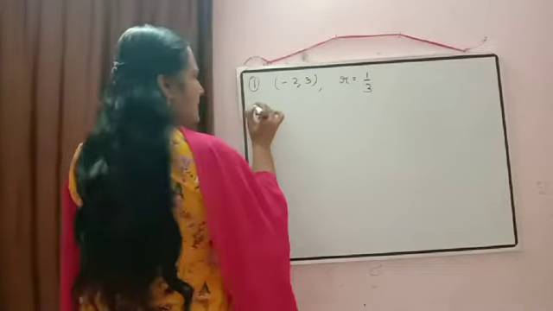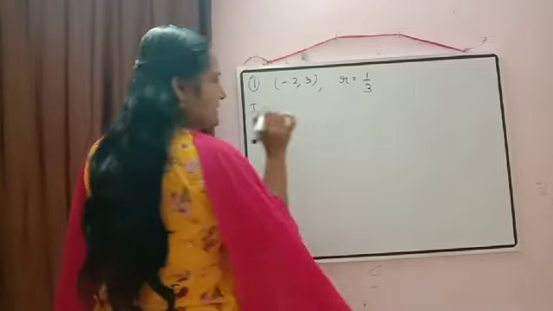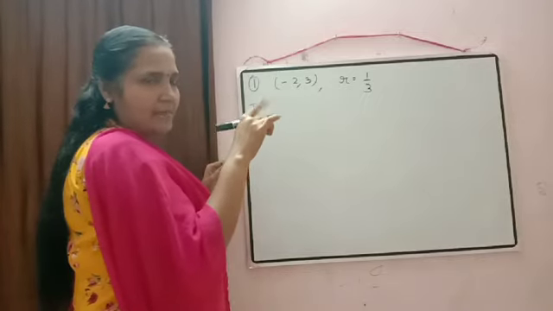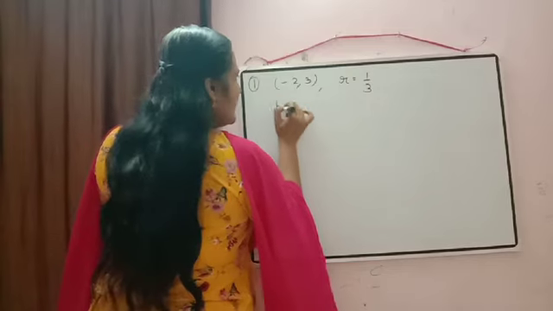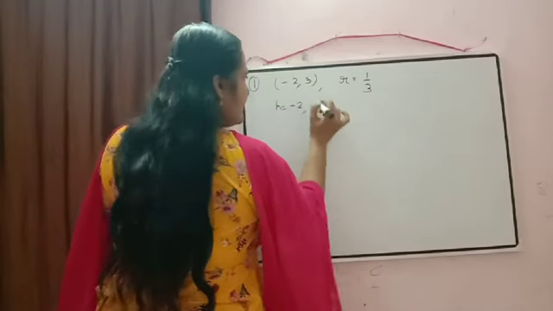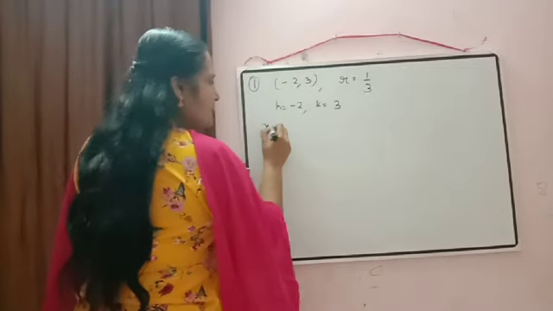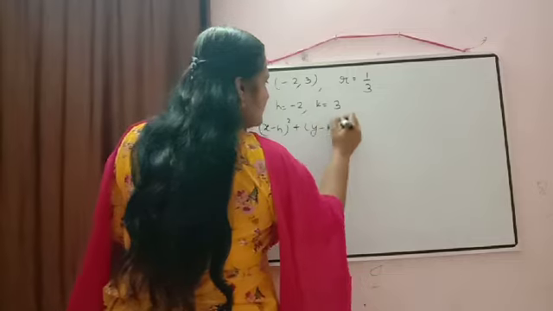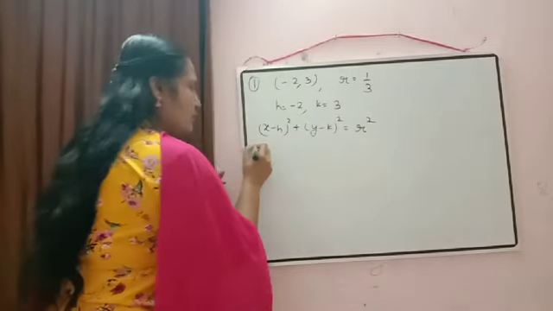So first method now. We are using the formula (x minus h) the whole square. We are denoting the center by (h, k), correct? So what is the value of h here? We have h is equal to minus 2, k is equal to 3. Our equation of circle is (x minus h) the whole square plus (y minus k) the whole square is equal to r square.